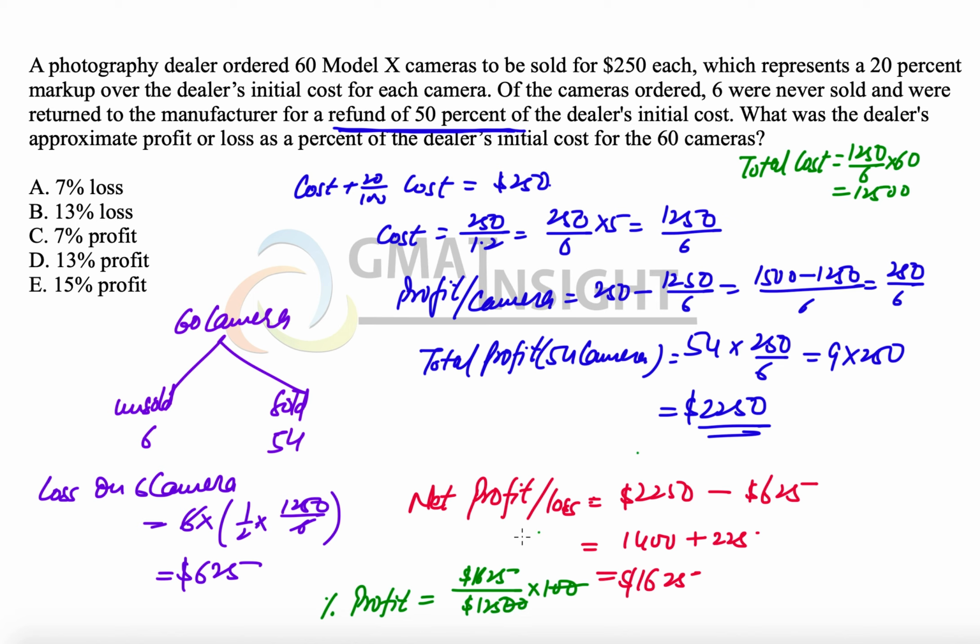Simplifying it, now we simplify this and get that the answer is 13%, and that is option D. Therefore D option becomes our correct answer.